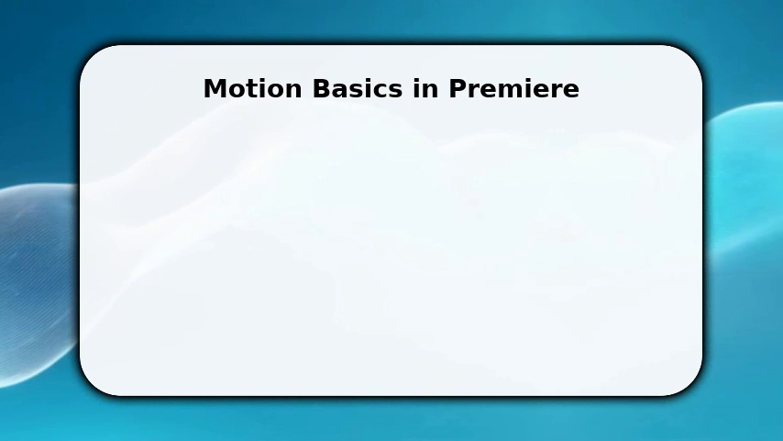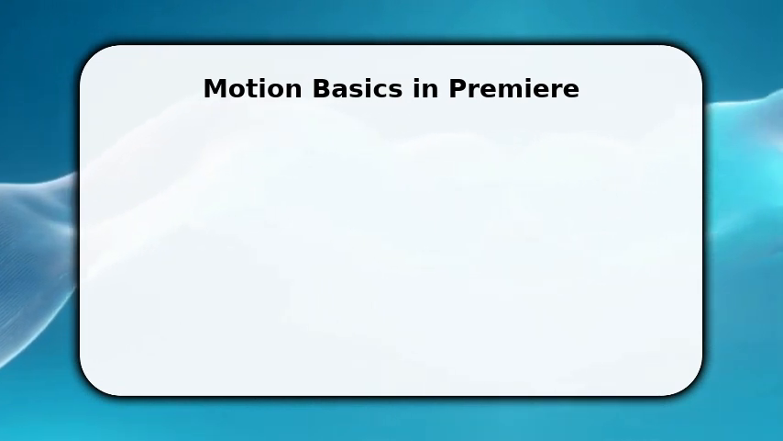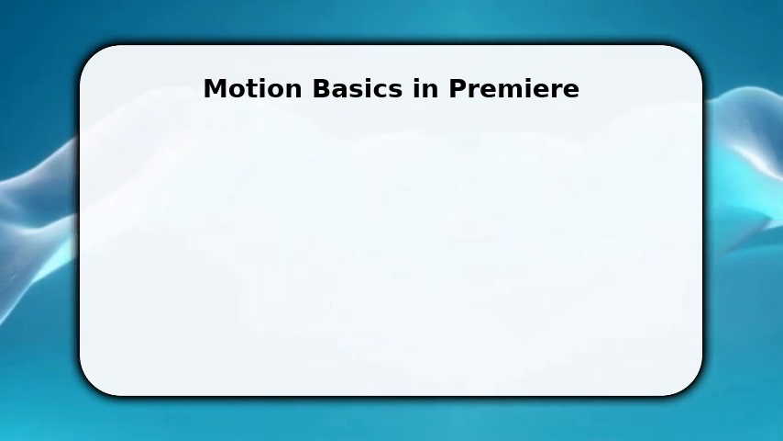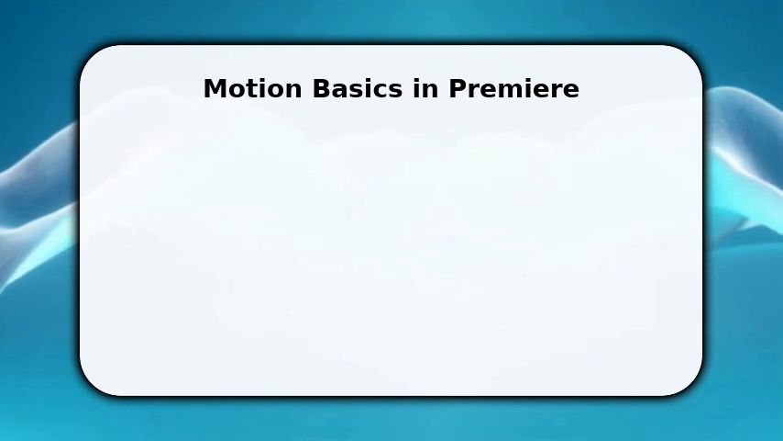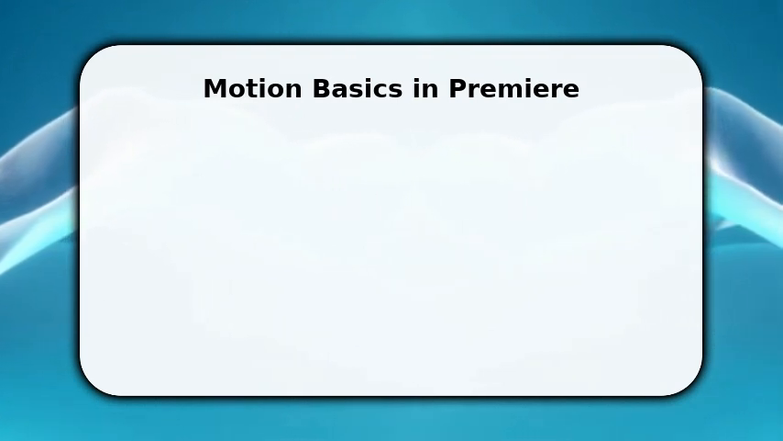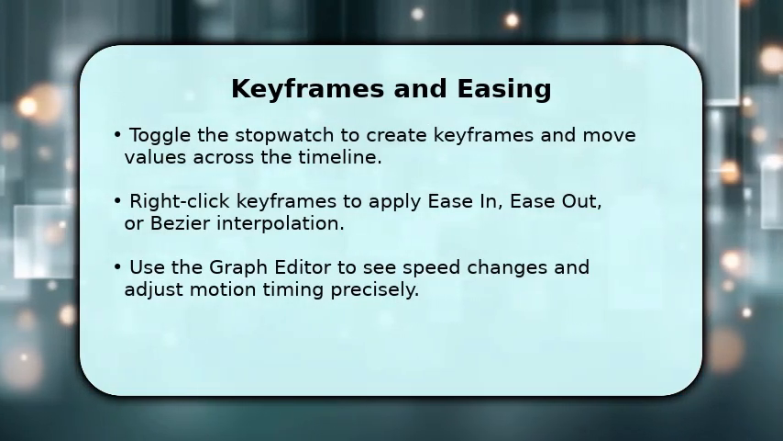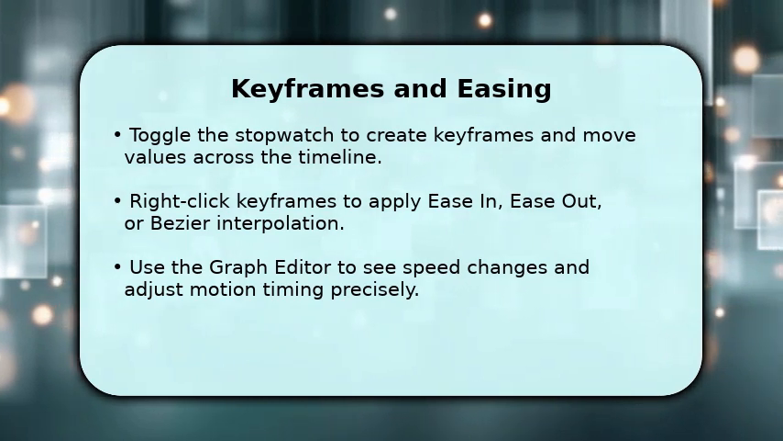Toggle the stopwatch beside any property to create the first keyframe. Change values later in the timeline to record motion automatically. Place playhead where motion should begin and toggle the stopwatch to set a keyframe. Move the playhead to the ending point and change position or scale to add another keyframe.